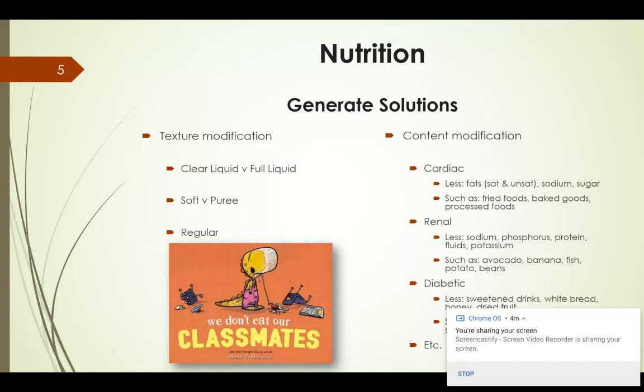Renal diets are extremely boring and very just kind of disheartening to eat. Because first, we're going to take out sodium, phosphorus, and potassium, which are all the things that flavor food.